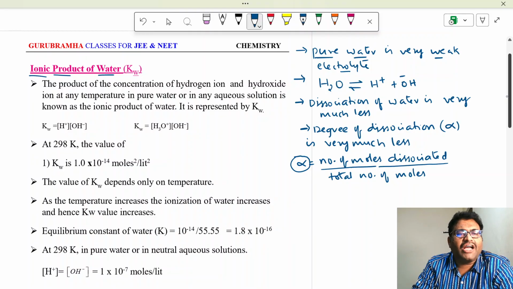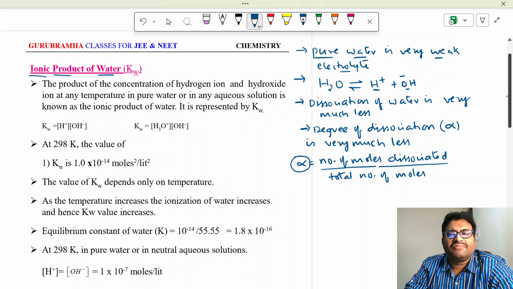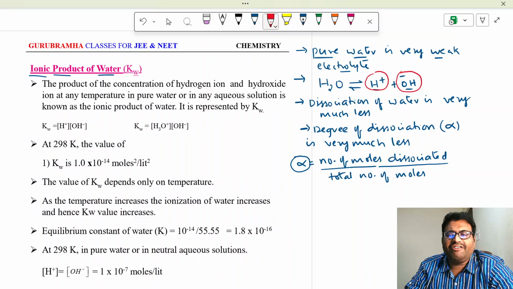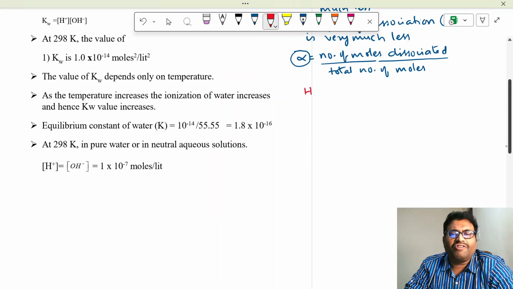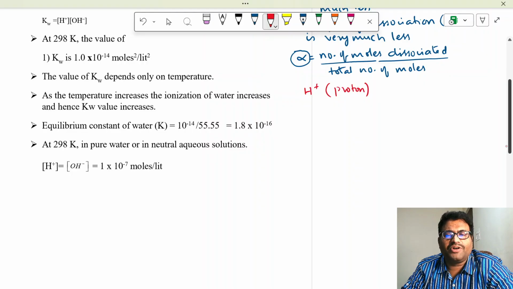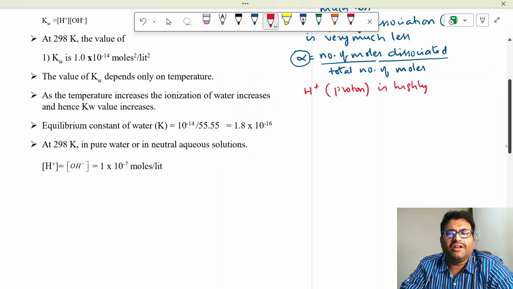So we are speaking about ionic product. It dissociates into two ions. What are those two ions? One is H plus, another is OH minus. Actually, when it dissociates in water, H plus is unstable. H plus is also called a proton, and a proton is highly unstable.